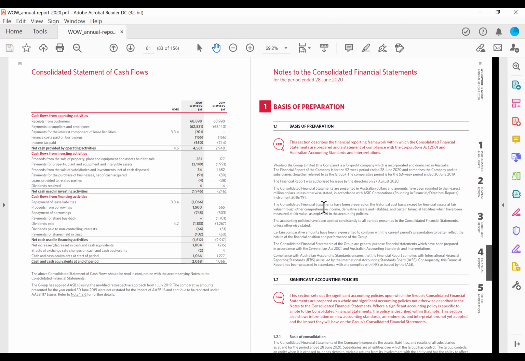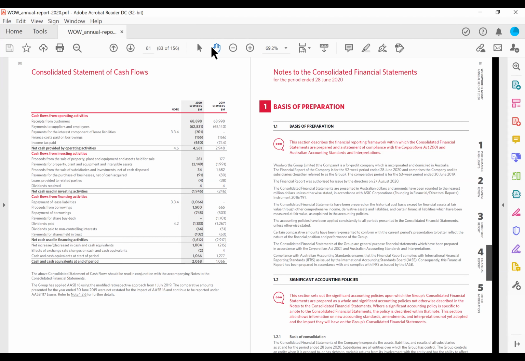So later on in the semester, we're going to have a case study where we'll look at the financial statements of a different company and you'll use it to do some analysis. So I want you to start getting confident with looking at these parts of the annual report.